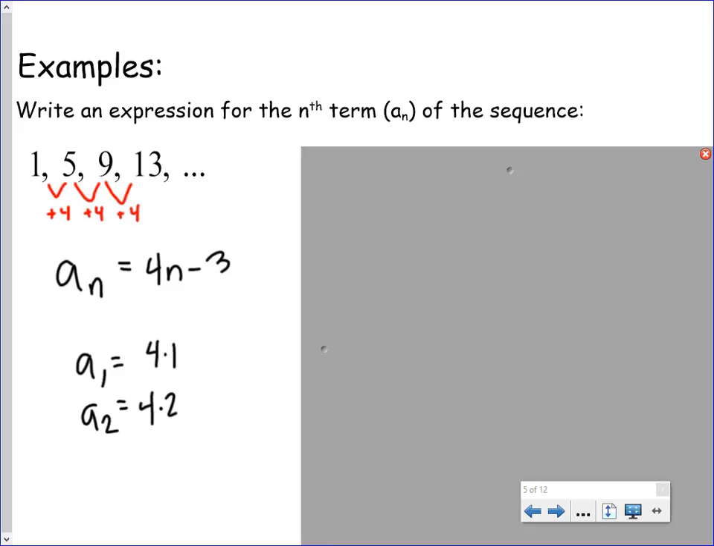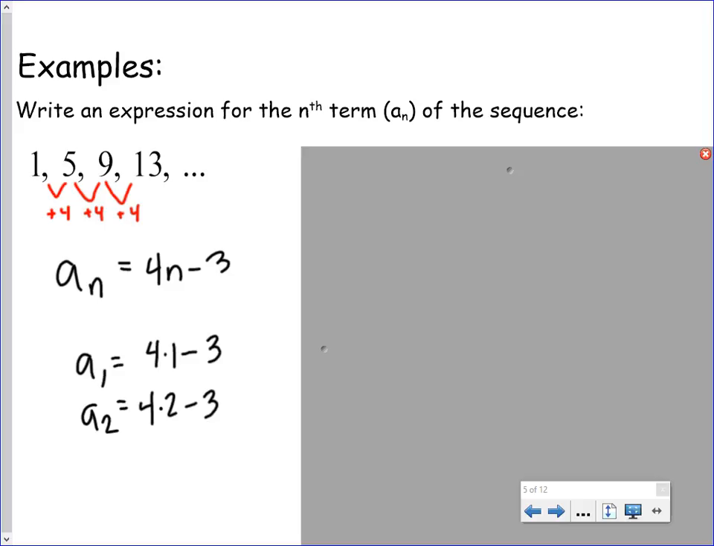But you really want to go back so that you get those first terms. If you do 4 minus 3, do my multiplication correctly, 4 minus 3, we get 1. If we do 8 minus 3, we get 5. If we were to do 4 times 3, we'd get 12, minus 3 is 9. 4 times 4 is 16, minus 3 is 13.